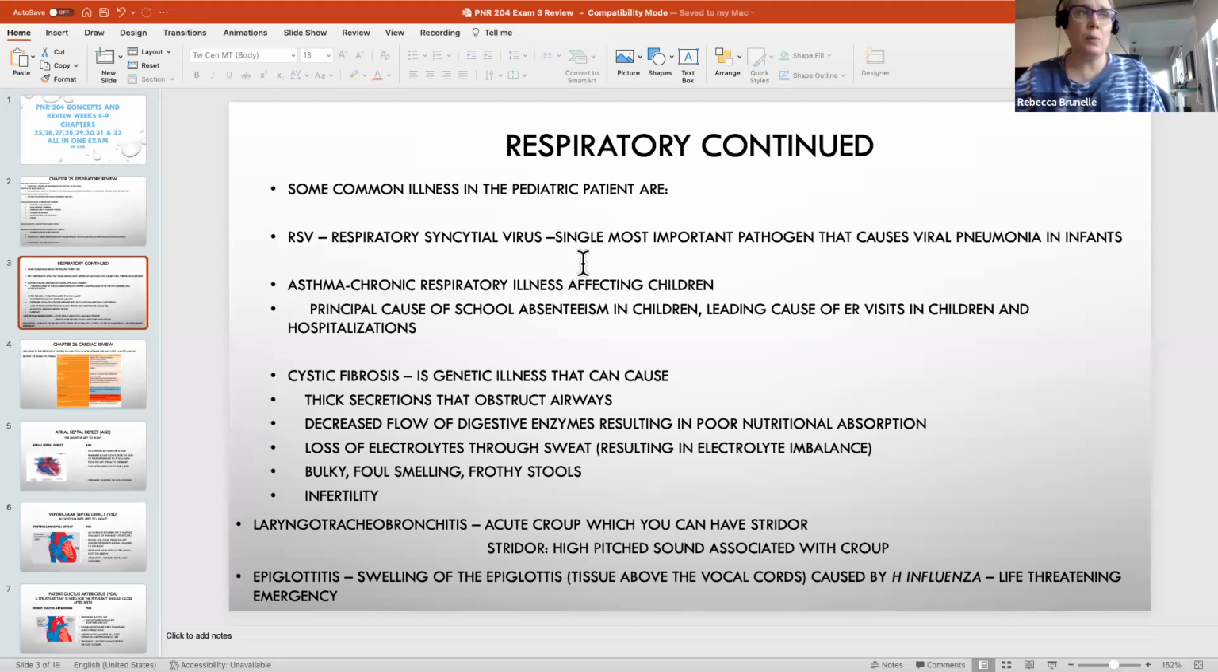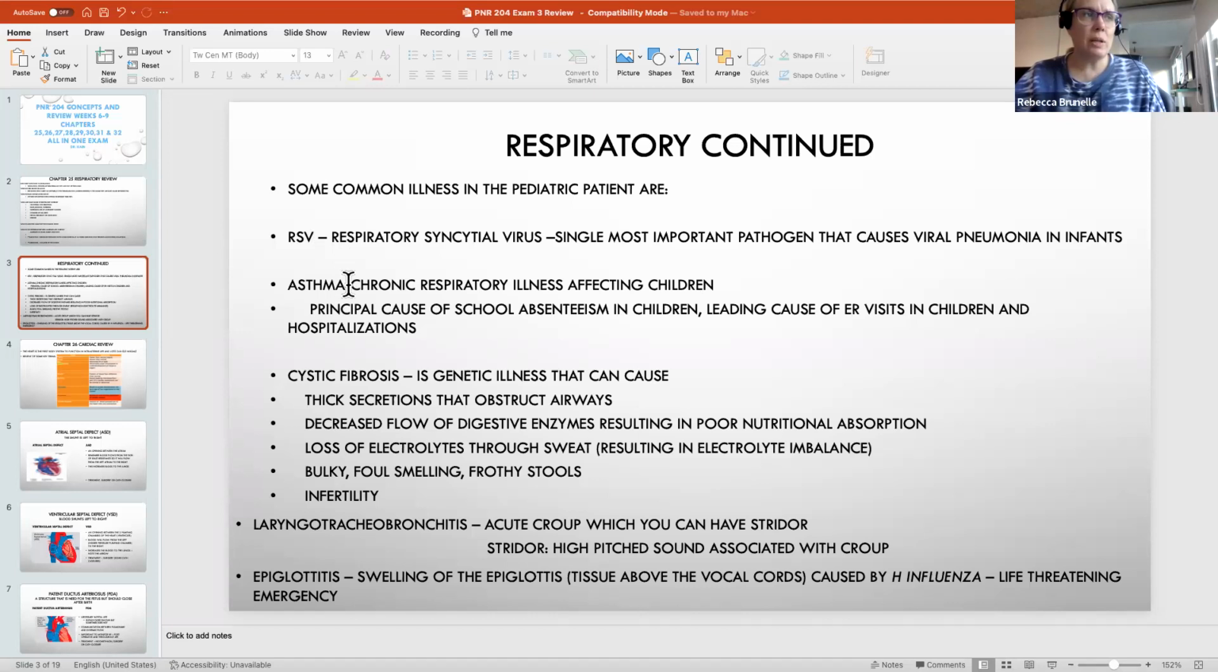So you need to be able to recognize, a lot of viruses start as upper airway congestion, but sometimes they can cause pneumonia. So RSV is the virus that is most likely to cause viral pneumonia in infants. You should be able to pick out which one is most likely to cause viral pneumonia.